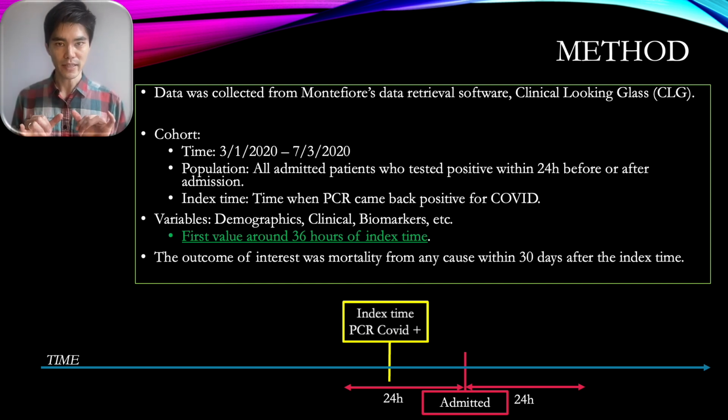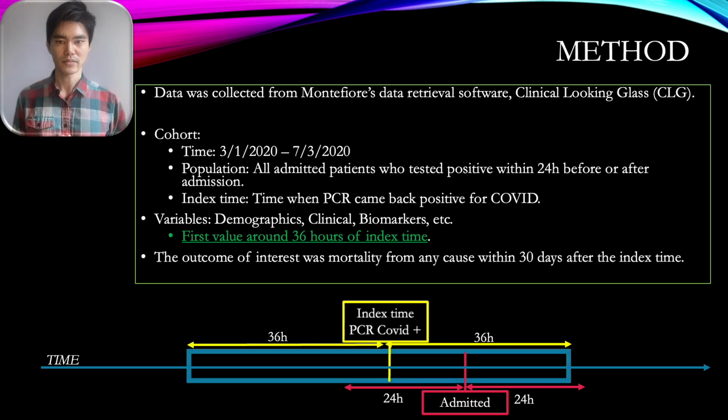The timing that the data was collected is the first value around 36 hours of index time. So within the 36-hour window, whatever appeared first, we considered as the data for the patient's specific data. For example, if hemoglobin was taken multiple times through this 36-hour window, the hemoglobin closest to the index time is what we collected to do the analysis.